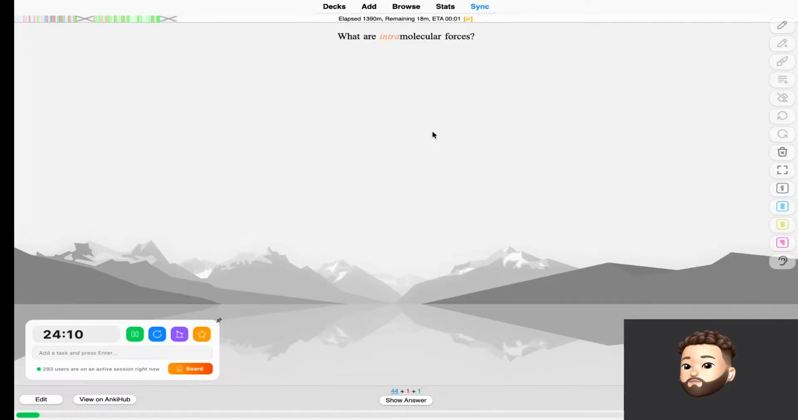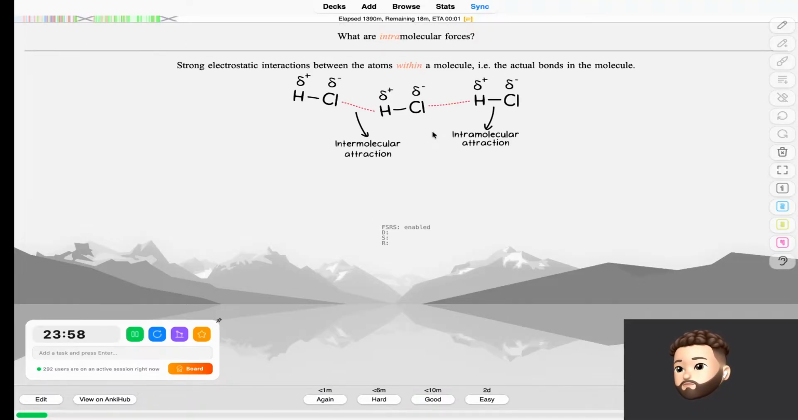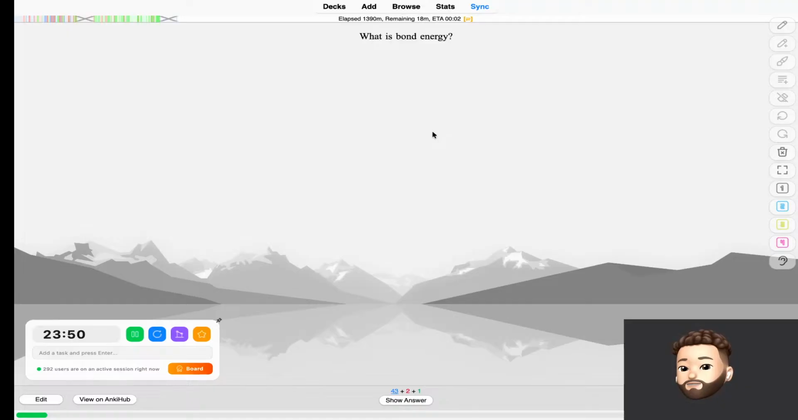What are intramolecular forces? They're bonds or attractive forces that occur within the molecule rather than among molecules. Okay, electrostatic interactions. I'll give myself an again just for that.